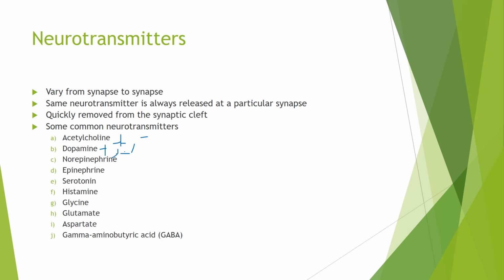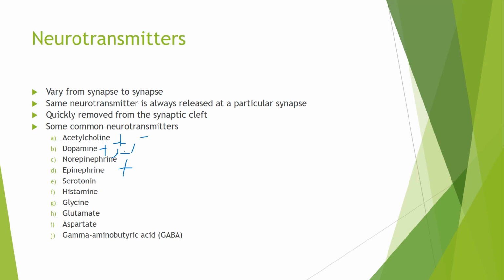Epinephrine and norepinephrine, these are going to be for fight or flight responses, and so both of these are going to be positive, excitatory. Serotonin, this is a neurotransmitter that's involved in feeling happy, and so for mood, appetite, and sleep. Histamine, this one is found mostly in the hypothalamus, and it increases wakefulness and inhibits sleep.